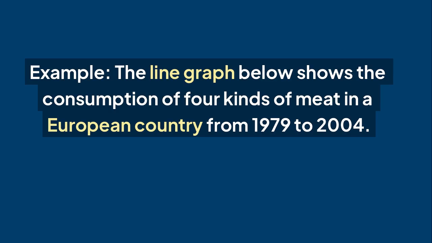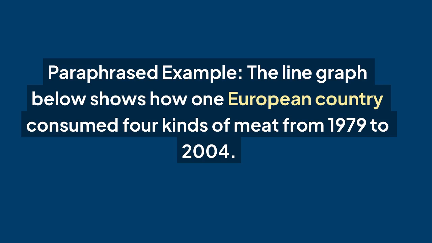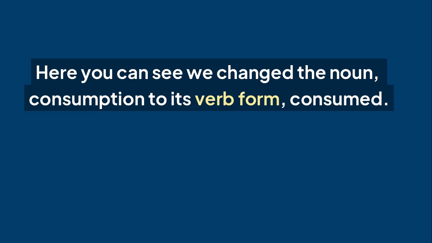Example: the line graph below shows the consumption of 4 kinds of meat in a European country from 1979 to 2004. Paraphrased example: the line graph below shows how one European country consumed 4 kinds of meat from 1979 to 2004. Here you can see we changed the noun, consumption, to its verb form, consumed.